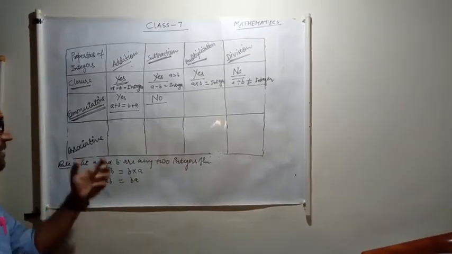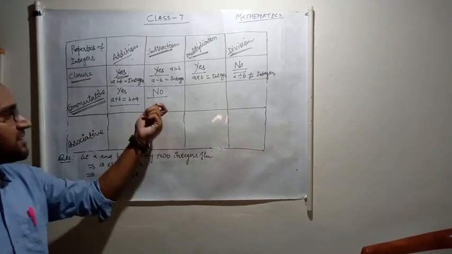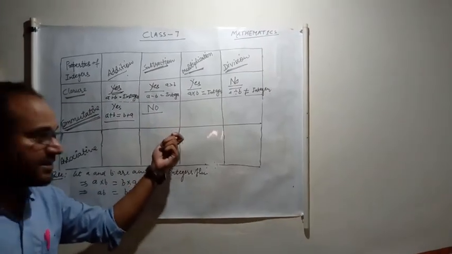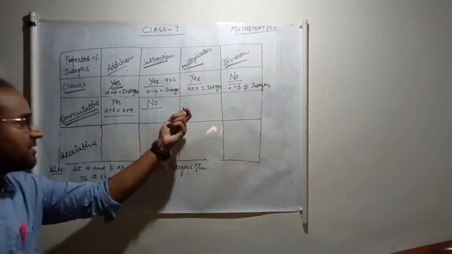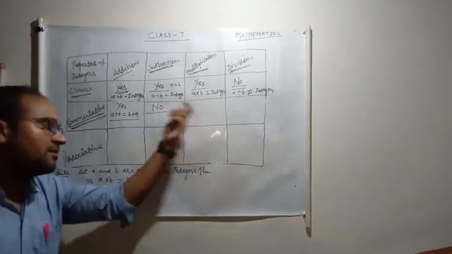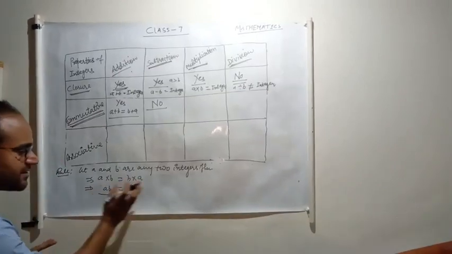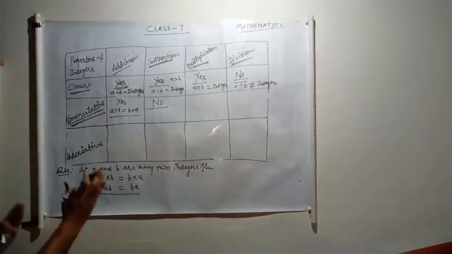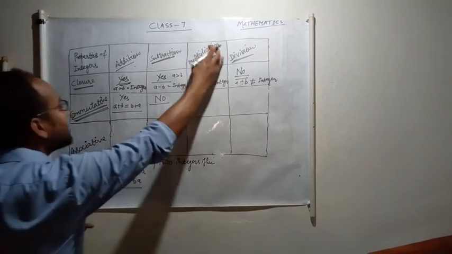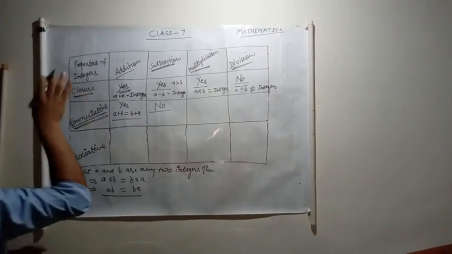Means if we are changing the order, a plus b is equal to b plus a, but a minus b is not equal to b minus a. Here it is a multiplied by b, and b multiplied by a. If the left side is equal to the right side, then we can say that yes, multiplication holds for the commutative property.